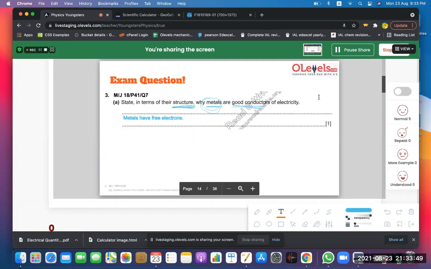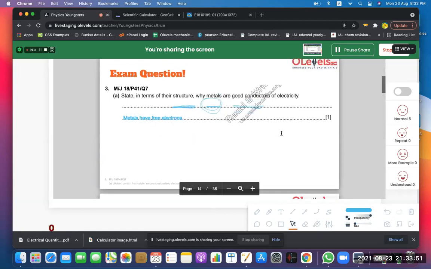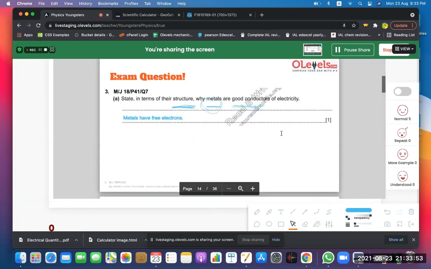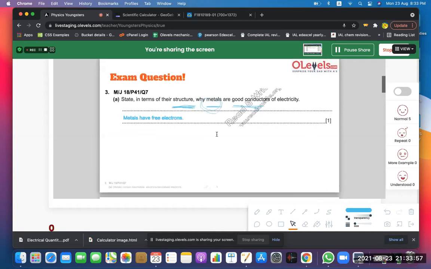Very good, everyone. Mashallah, you guys know. Very good. And electrons are free, or you can say electrons are delocalized. Very good. Electrons are delocalized, or electrons are free to move. We can also write that as well, together with this one.